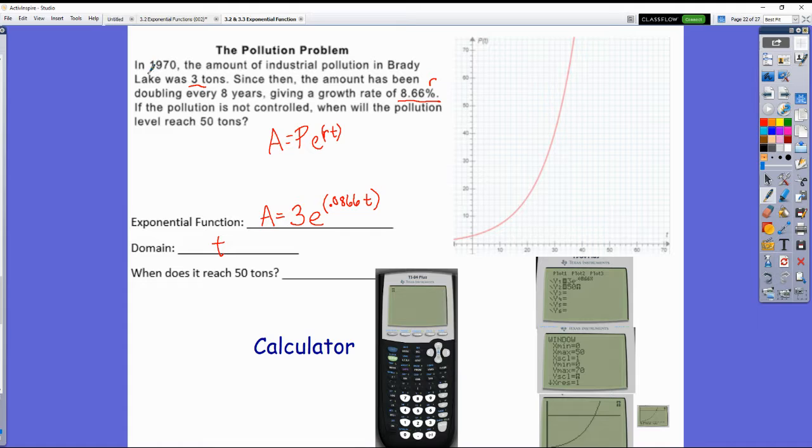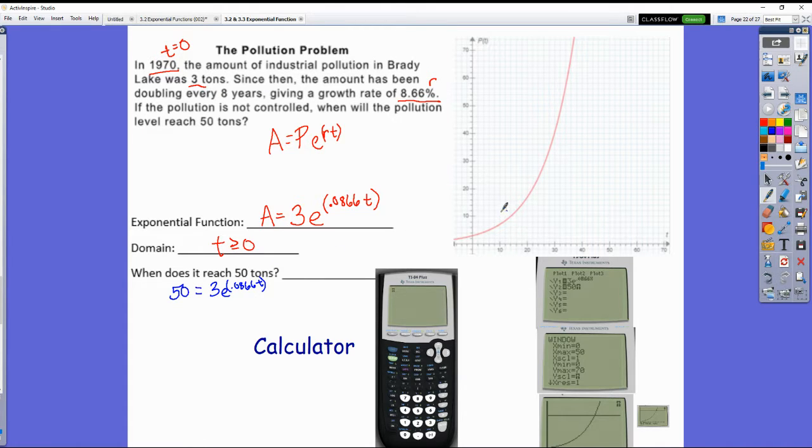Well, my information started in 1970. That is at time 0, and it just goes on. So this could go forever. I'm not sure, but we can say t is greater than or equal to 0. If it was a math equation and we didn't have a context, it would be all real numbers. Okay, now the question asks, when will this equation reach 50 tons? So I actually want to know when the 50 will equal the equation.